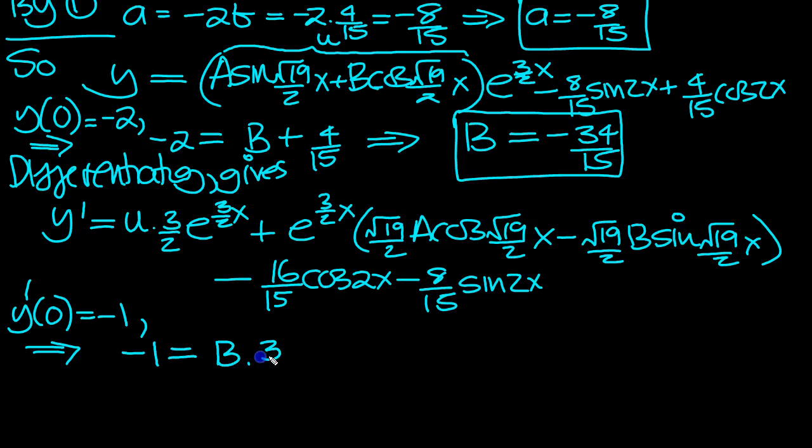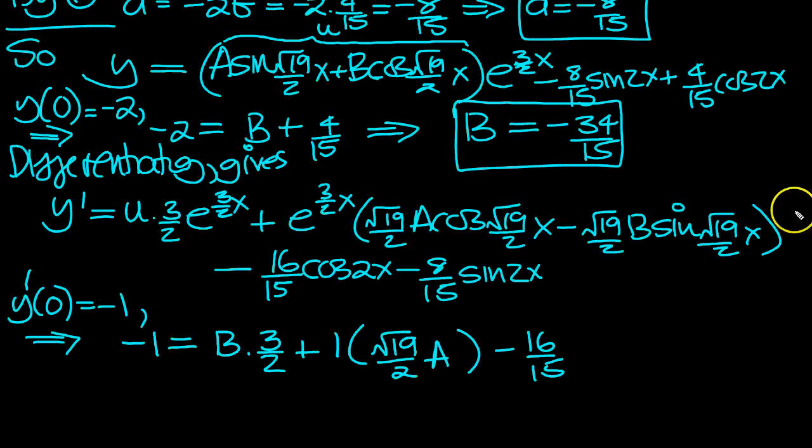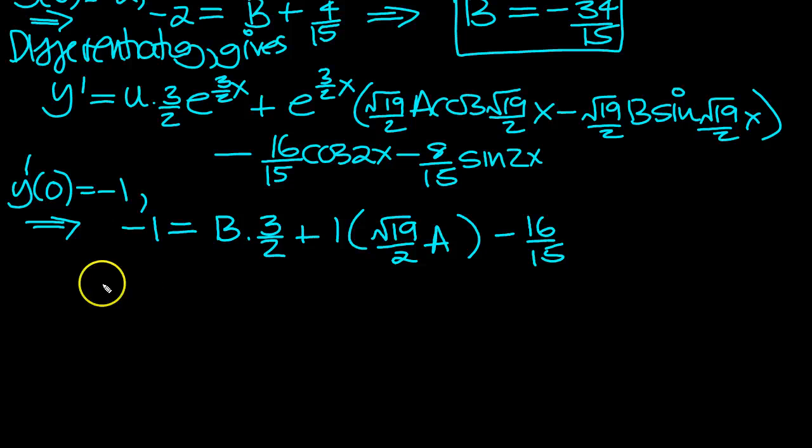3 over 2 times e to the naught is just 3 over 2 times 1. Plus 1 times this thing here. As we said before, this is naught. Cos naught is 1. This is just root 19 over 2 times A. Close that bracket then. Cos naught is 1, so that's minus 16 over 15. And sine naught is naught. So that's what we get then. So we know B, minus 34 over 15, so we can get A.